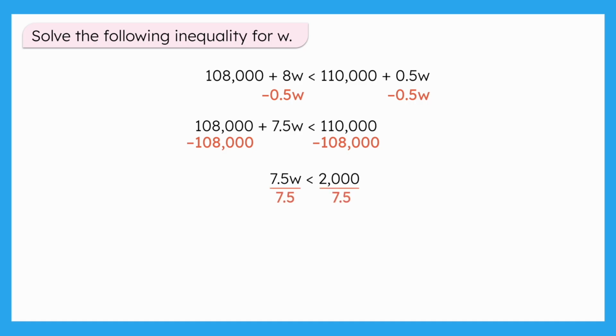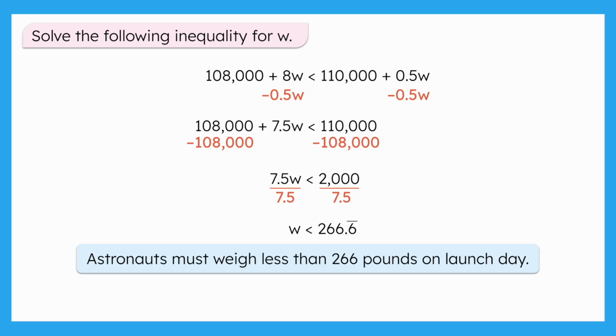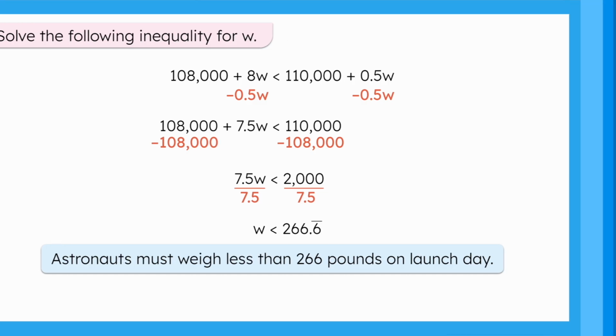Finally, I divided both sides by 7.5 and got 266.6 repeating. So, if W is less than 266.6, that means the astronauts must weigh less than 266 pounds on launch day to make sure we stay within the payload requirements. We are one step closer to a successful mission.